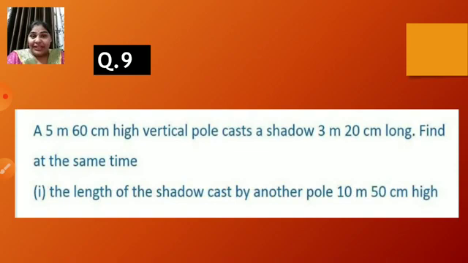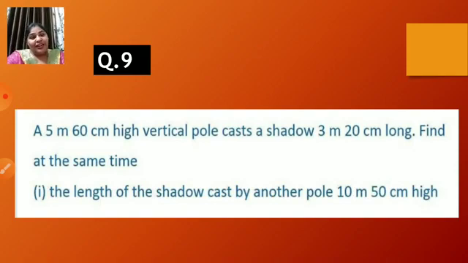This is question number 9 again. Let us see. A 5 meter 60 centimeter high vertical pole casts a shadow of 3 meters 20 centimeters long. So when there is a pole on the road, I think you people have also seen it casts a shadow on the road, right? So the shadow length is given and the pole height is given, children. So find, at the same time, the length of the shadow cast by another pole which is 10 meters 50 centimeters high. So let us see.